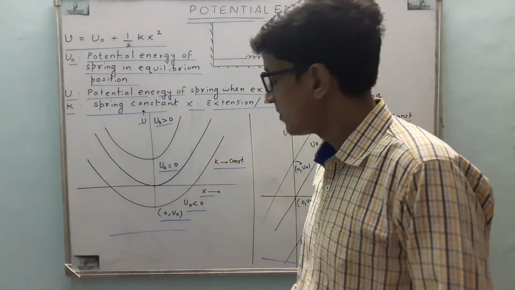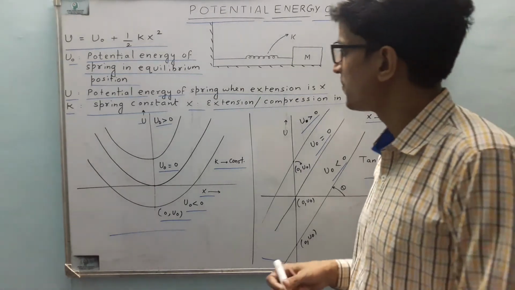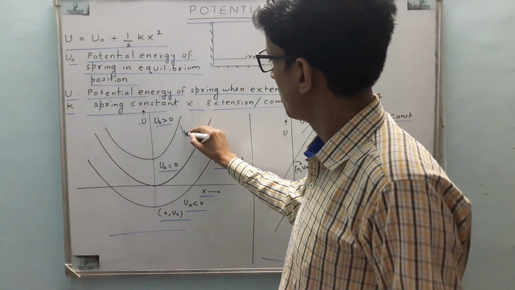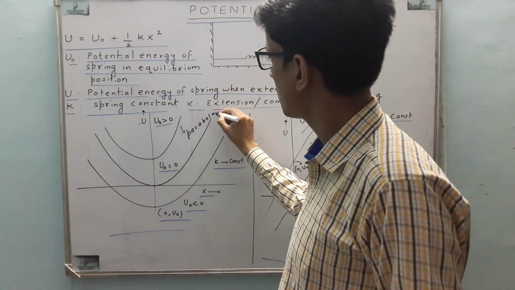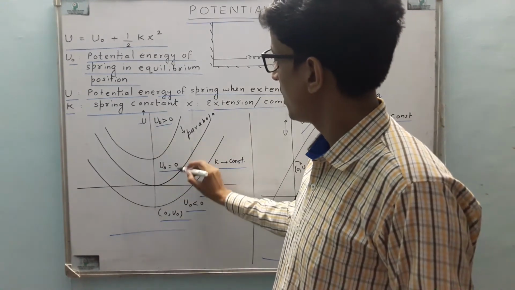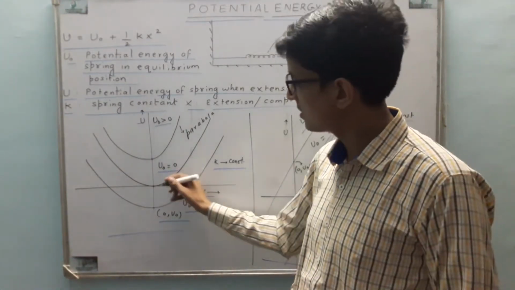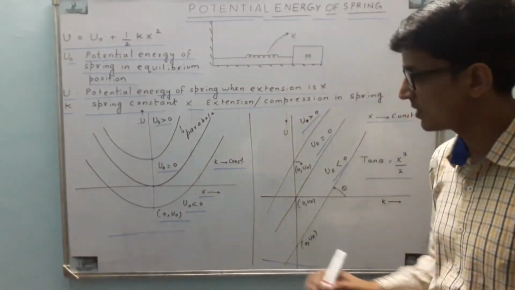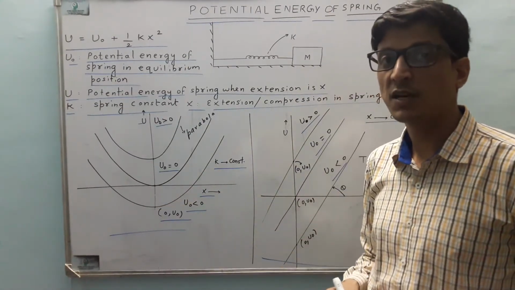Now let's discuss the graphs. The graph between U and x at constant K will be a parabola, as you can see from here. Three cases are possible. If U0 is positive, the vertex will be here. If U0 is 0, it will cross the origin. If U0 is negative, it will cut the U axis at this point. In this way you can draw the graph.